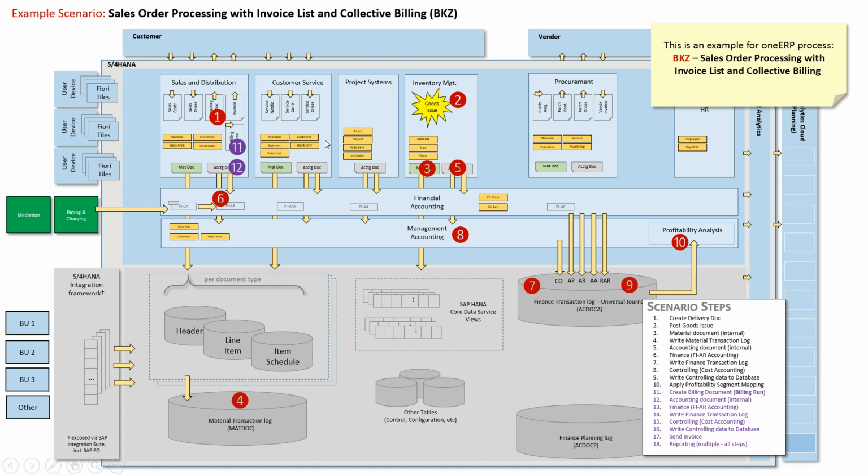Step number 12, therefore, is the posting of the billing document entries into financial accounting, and you can see that happens under accounts receivable, into the universal journal. Controlling activities occur at that point, equally posted into the database, and then at step number 17 we send the invoice, the physical printed invoice, which then goes out to the customer.